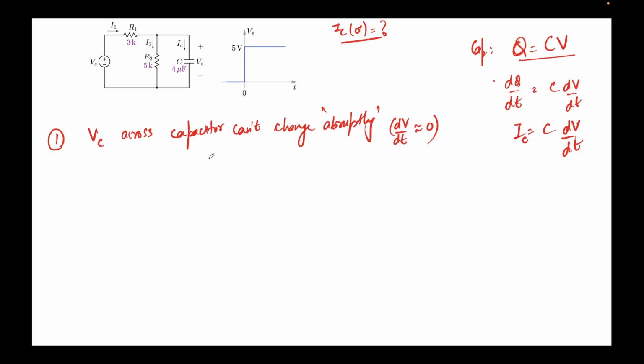But this is the important thing, that V_C across the capacitor can't change abruptly. What this would mean is that V_C at 0 minus should be equal to V_C at 0 plus, because this is the time at which some change is happening. So whatever the voltage is at 0 minus, the same voltage will be at 0 plus. In the problem we were given that V_C at 0 minus was 0, so V_C at 0 plus will again be 0. That was given to us.